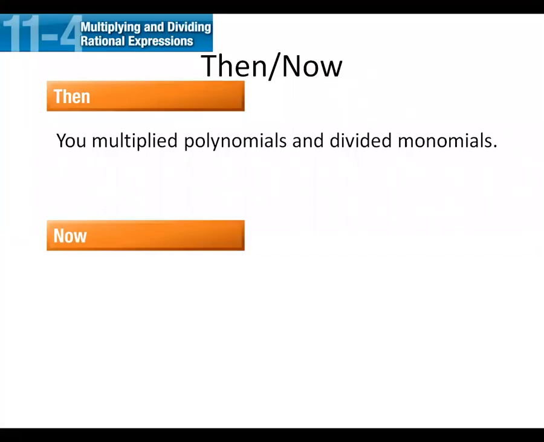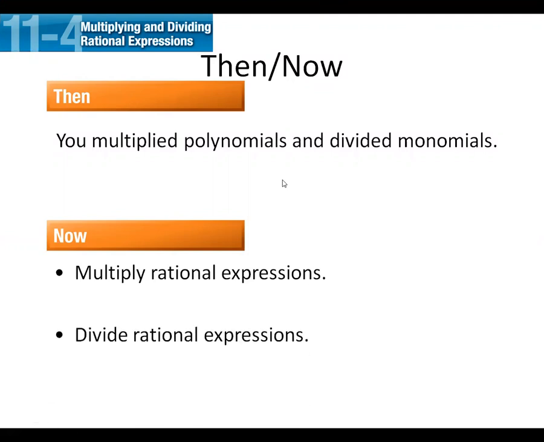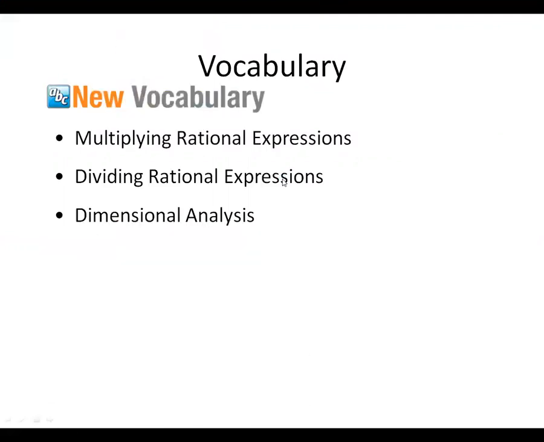All right, guys, we're going to do section 4 of chapter 11 now, which deals with multiplying and dividing rational expressions. So previously, you multiplied polynomials and divided monomials, and now we're going to actually multiply rational expressions and divide rational expressions. So those are some of the vocabulary we're going to come into: multiplying rational expressions, dividing rational expressions, and something called dimensional analysis, which sounds pretty cool, and it's not too scary, so we'll check it out.